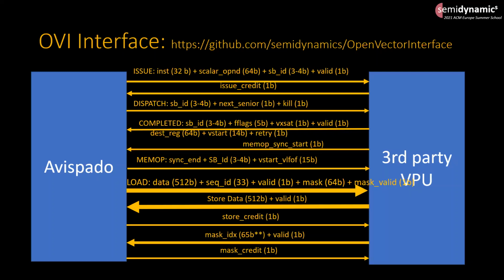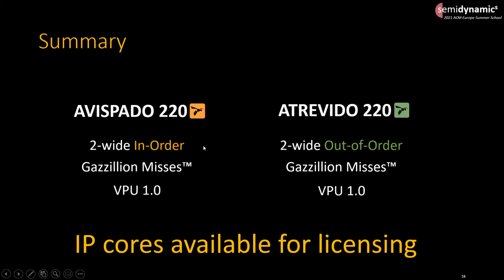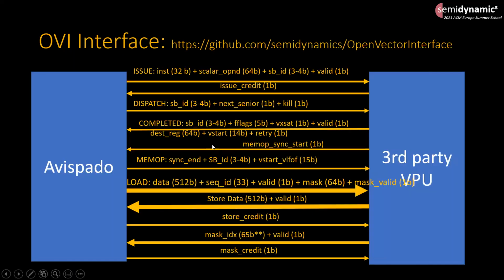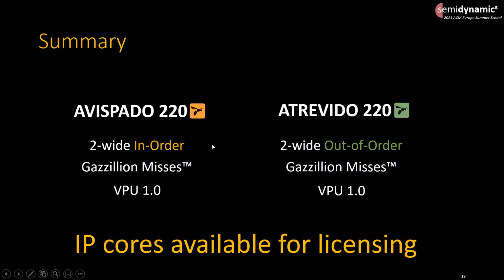Okay, we've got 10 minutes left, and that's about it for what I had. So I'll pause here for questions. I'll show you the last slide while we wait for questions. So we basically described today the Avispado 220. It's a 2-wide in-order core with a gazillion misses and supports the RISC-V vector specs 1.0.